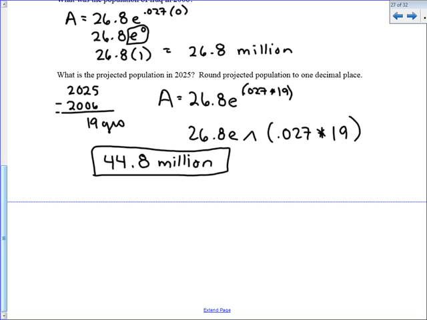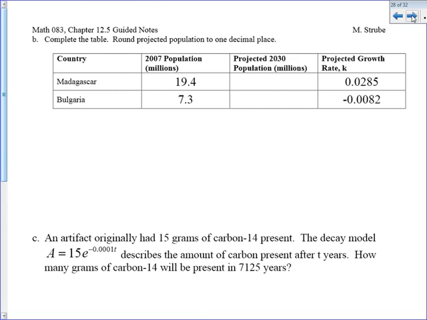Substitute in your numbers, put it in your calculator, get your answer. So the next one says complete the table, round the projected population to 1 decimal place. We've got 2 countries. We're starting in 2007 for both of them. And for both of them, we want to find their projected population in 2030. And then you're given their growth rate K. So the first thing we're going to need for both of these is fill in a little bit more in those equations. So let's start with Madagascar.